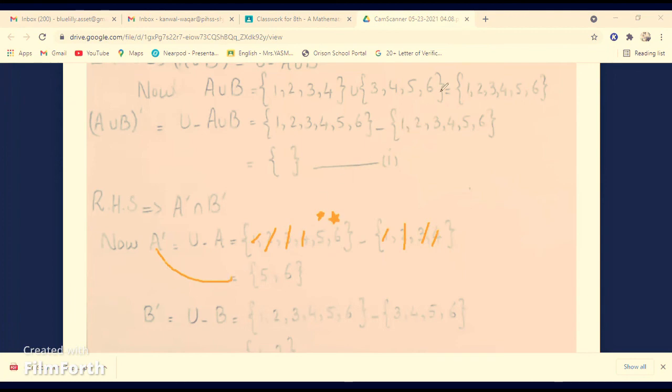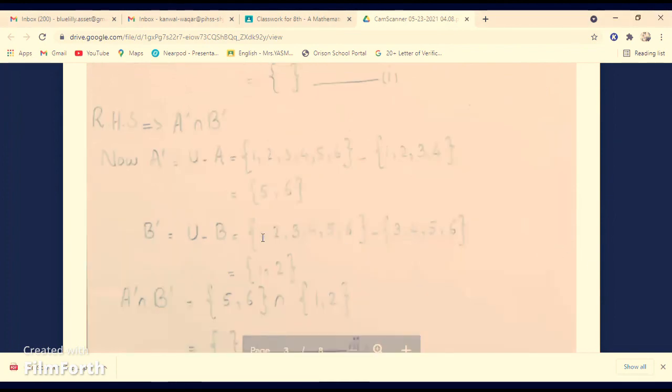Same way we will deal with the other one. The other one is B complement, U minus B. Now look, I'm not going to cancel it, we will do it like that. 1 is there? No. 2 is there? No. 3, 4, 5, 6, they are common. What is not there in B? 1 and 2. So 1 and 2 will become the property of B complement.